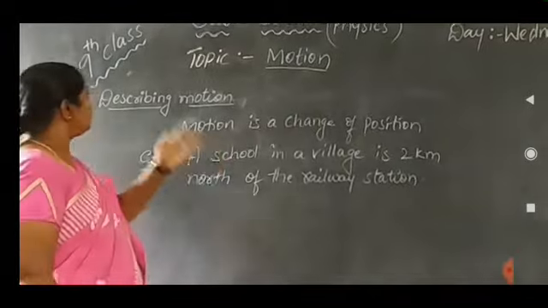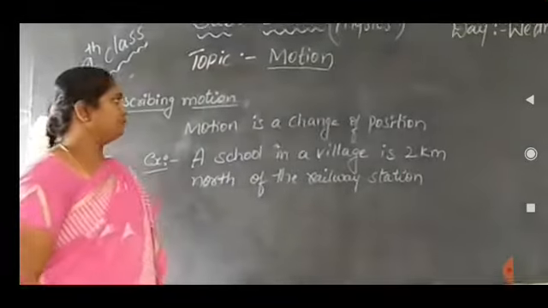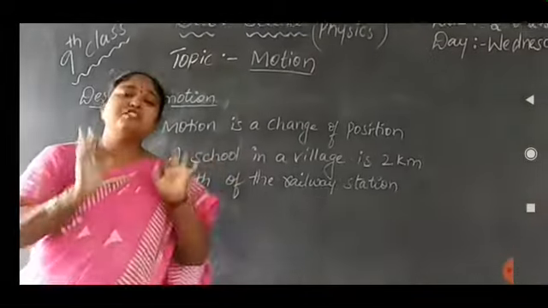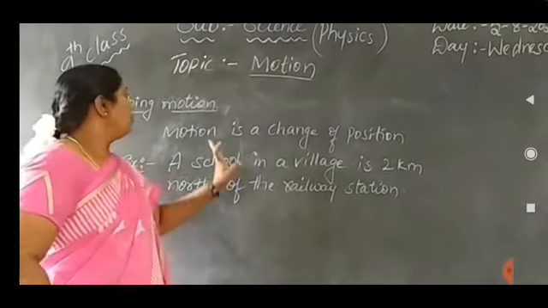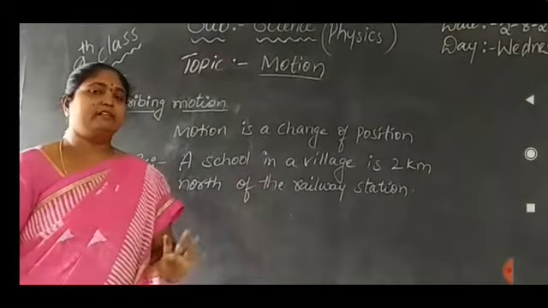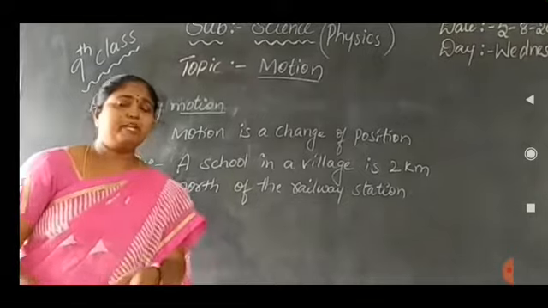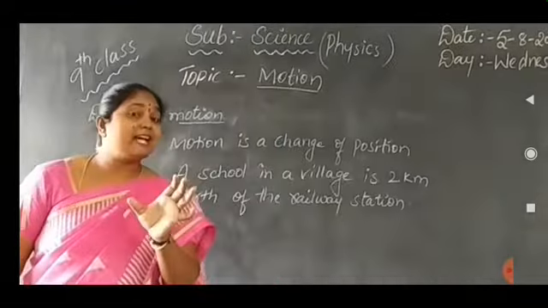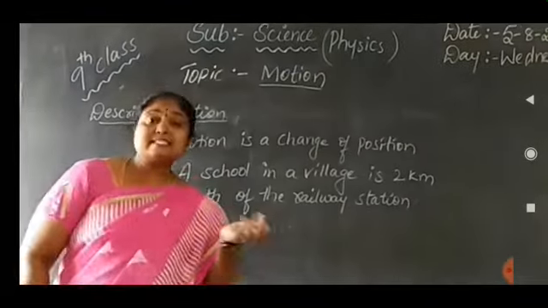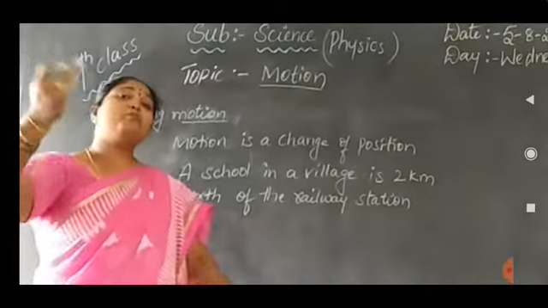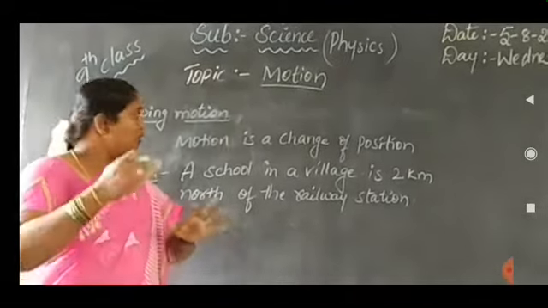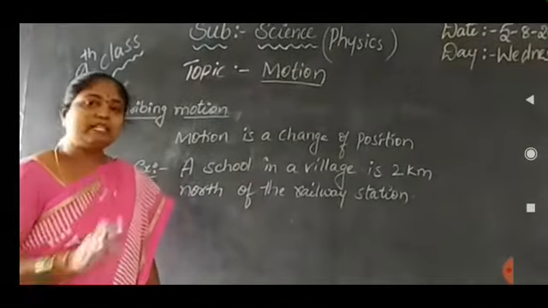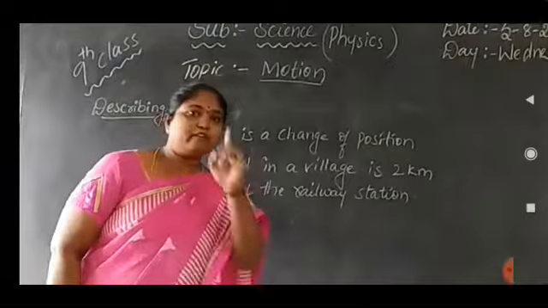Now, let me discuss describing the motion. What do you mean by motion? Motion is a change of position. For example, you are sitting in the class. Just ma'am called you. So, sitting in the class is nothing but a rest position. From your position, you are moving towards your madam. So, what has happened here? Change of your position is nothing but the motion. Motion is a change of position.